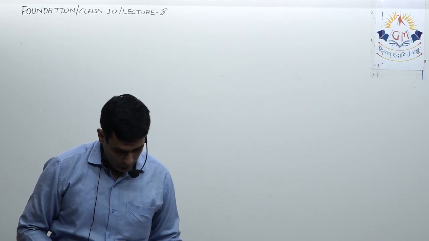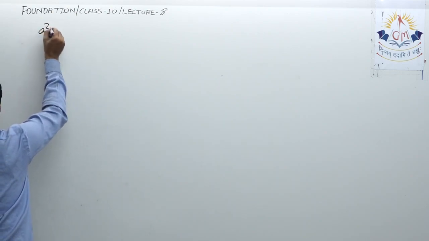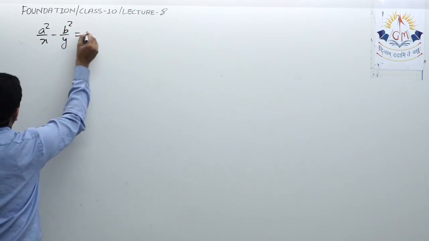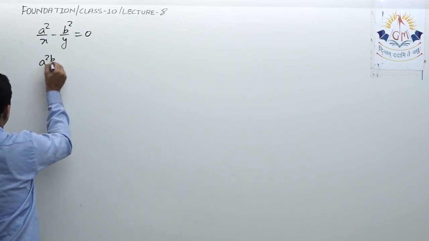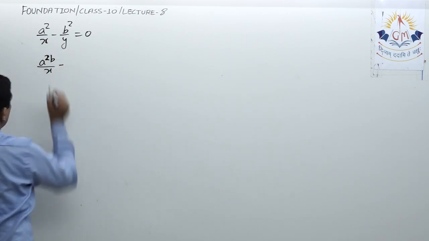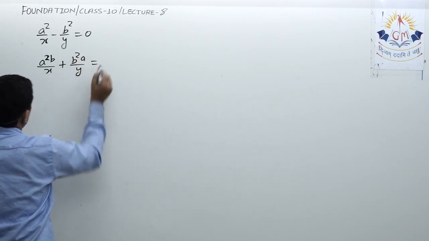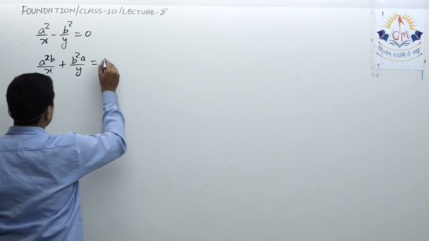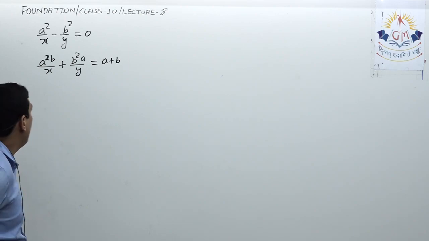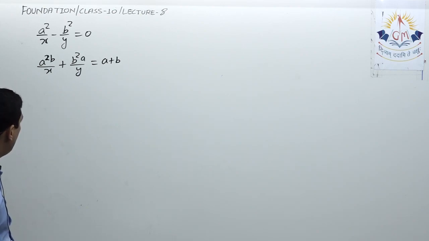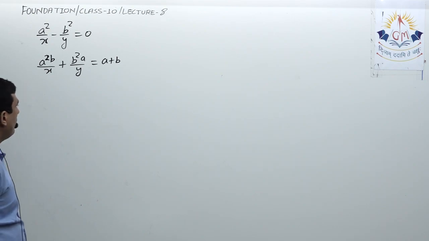Okay, now next question is: a square upon x minus b square upon y is equal to 0, and a square b upon x plus b square a upon y is equal to a plus b. x and y cannot be 0 because they are in the denominator. So we have to solve this to get the value of x and y.